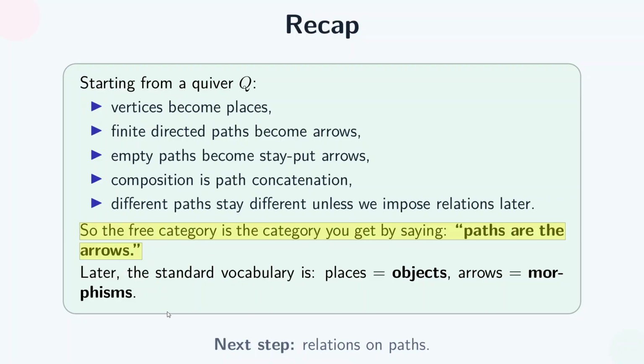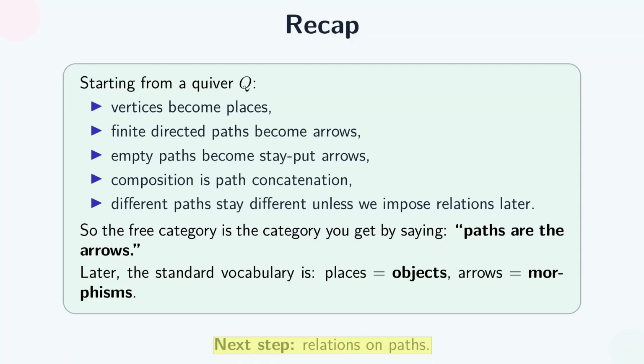This is a beautiful construction because it takes something visual and combinatorial, namely a quiver, and turns it into something categorical, with objects, morphisms, identities, and composition. It is like taking a roadmap and declaring that every allowed route now counts as a genuine arrow in a new mathematical world. And this recap also points toward the next step. Once we know how to make the free category, the next natural question is, what happens when we begin imposing relations on paths? That is where the story goes next.